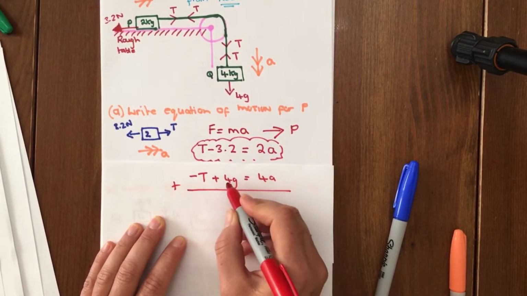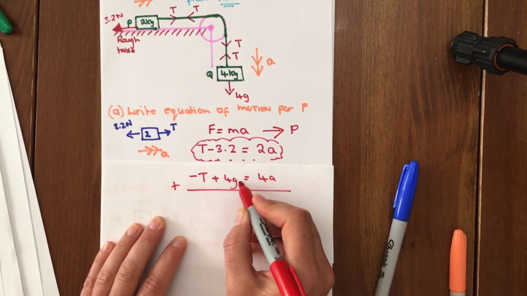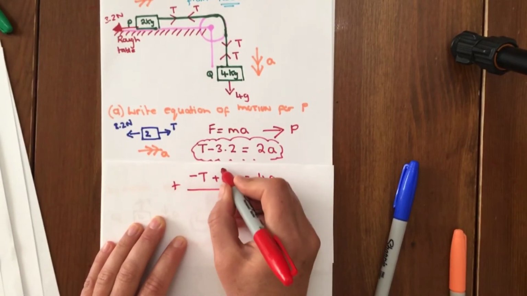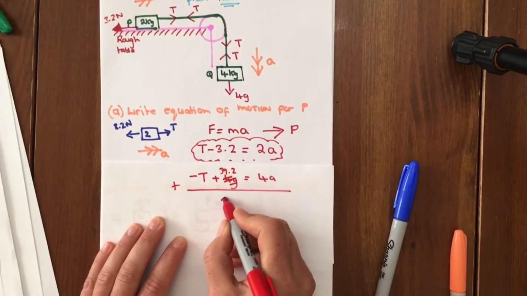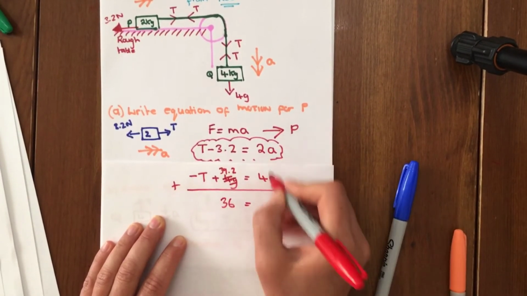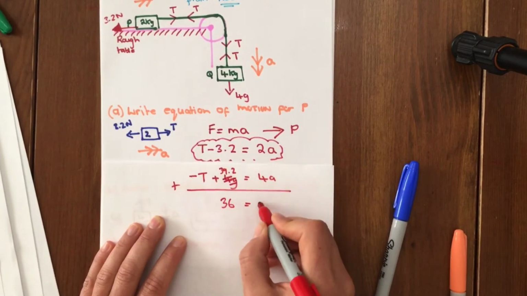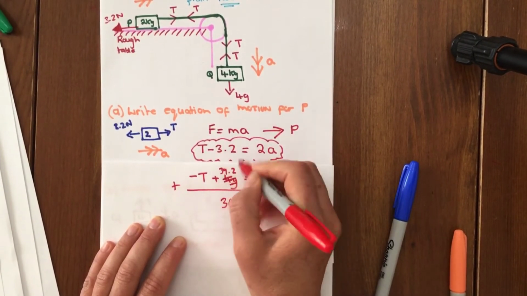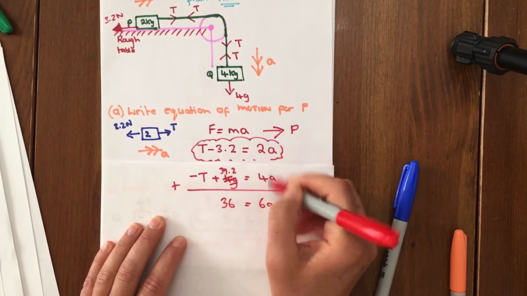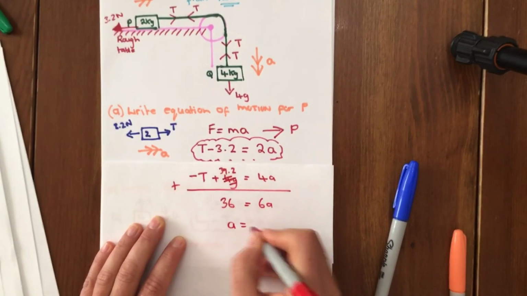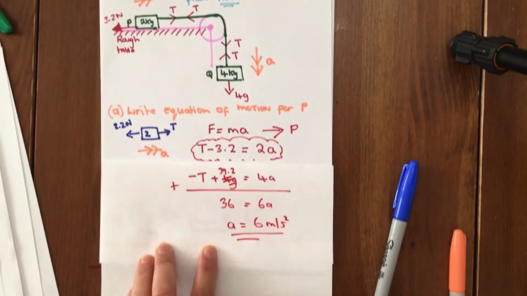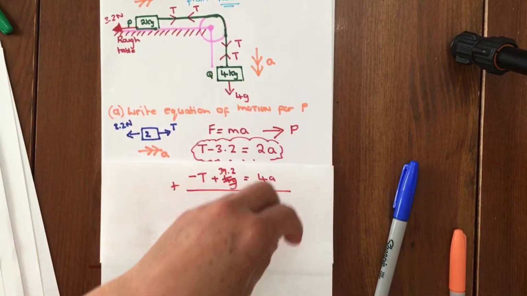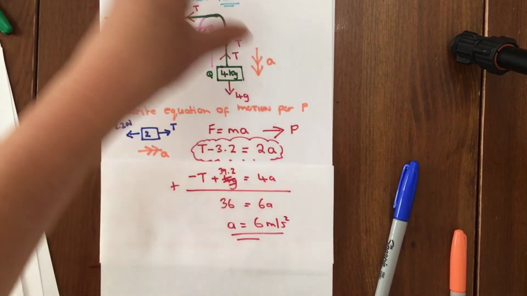4g, if I do 4 times 9.8, that's 39.2. So I could write 39.2 instead. If I subtract 3.2 from that, I'll get 36. Adding the two sides, I'll get 6a. So I've added these two to get 36, and these two to get 6a. So the acceleration is 6 meters per second squared, and the whole system is moving with the same acceleration.